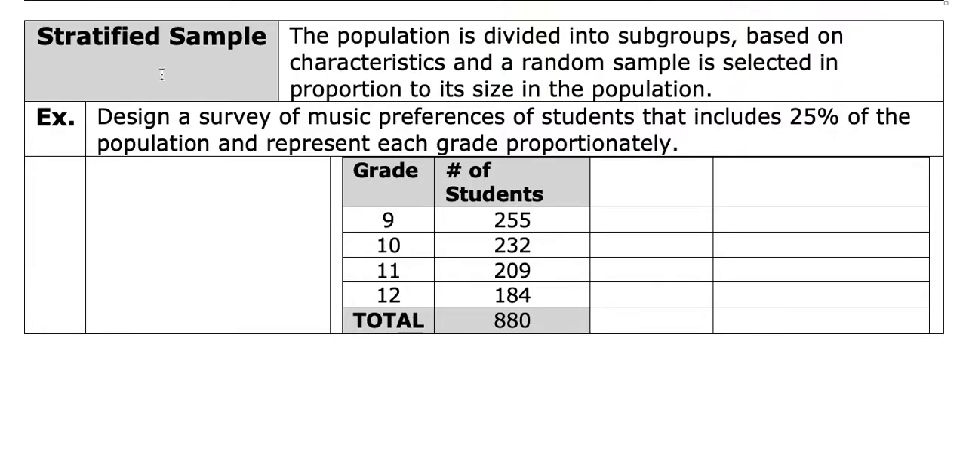Stratified sample. The population is divided into subgroups based on characteristics, and a random sample is selected in proportion to its size in the population. So strata means attributes or characteristics of a population. So it's divided into subgroups based on some type of quality. Example, design a survey of music preferences of students that includes 25% of the population and represent each grade proportionately.